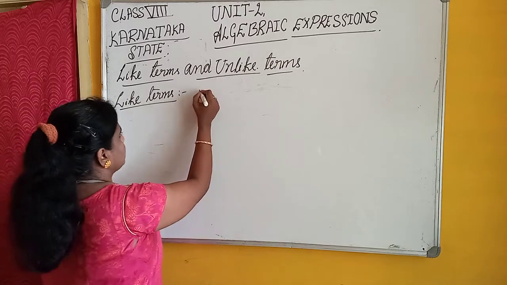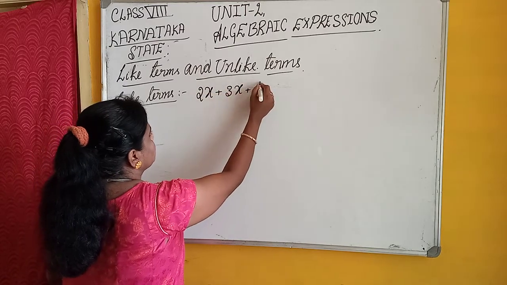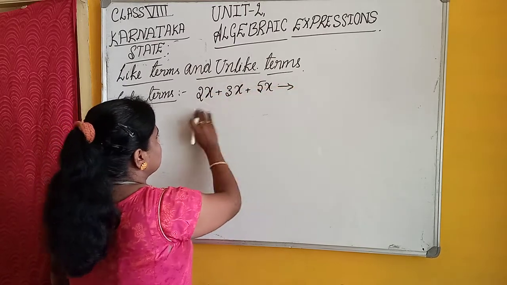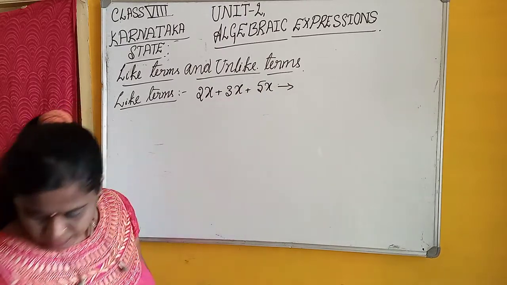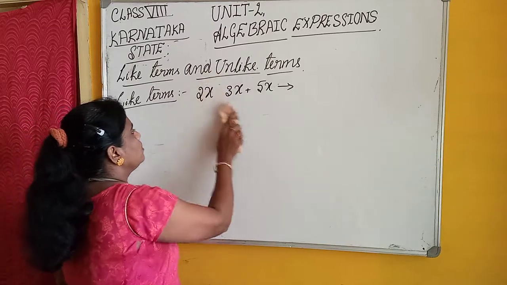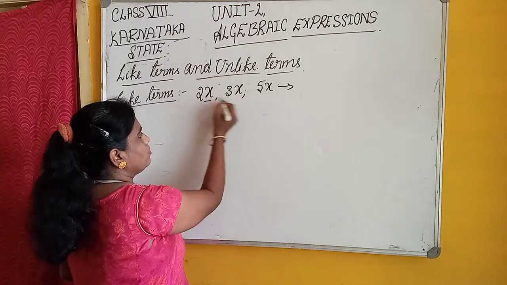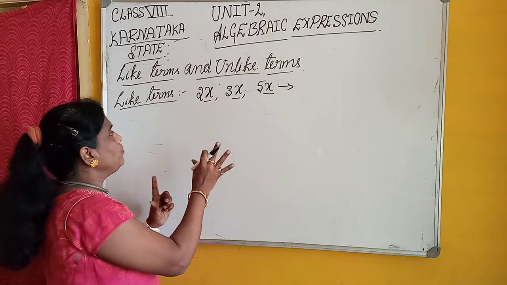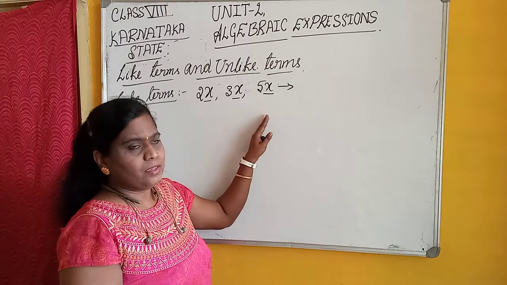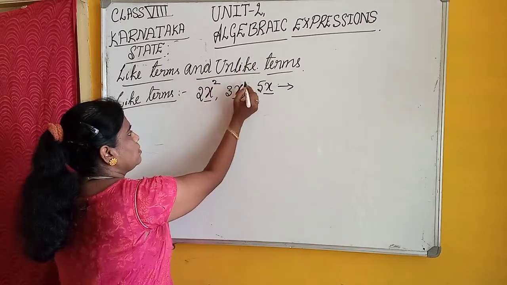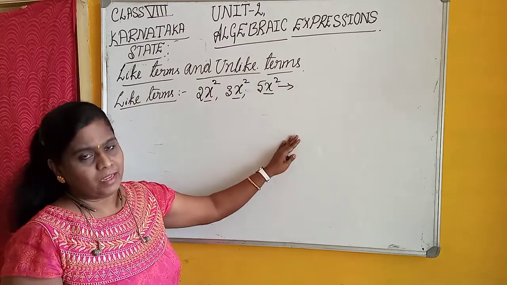Let us consider this: 2x plus 3x plus 5x. These are the terms. Here, symbols are not necessary. Look at the variables. The variable used is the same. These are the algebraic terms with the same variable x with the same exponents. The terms with the same variable and the same exponents are called like terms.